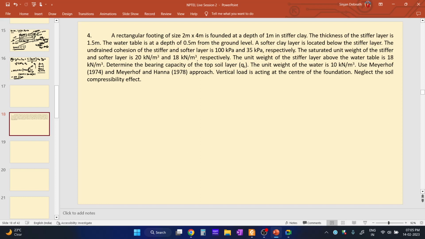See, in this question, the information is similar. The footing is similar, but here we have been asked to determine the bearing capacity of the top soil layer. In the last question, we were asked to determine the bearing capacity of the second layer, the bottom layer. In this question, we have been asked to find out the bearing capacity of the top layer. And all the other information is similar.